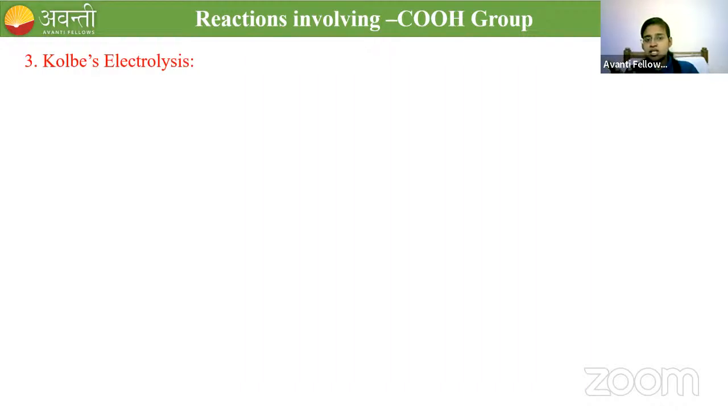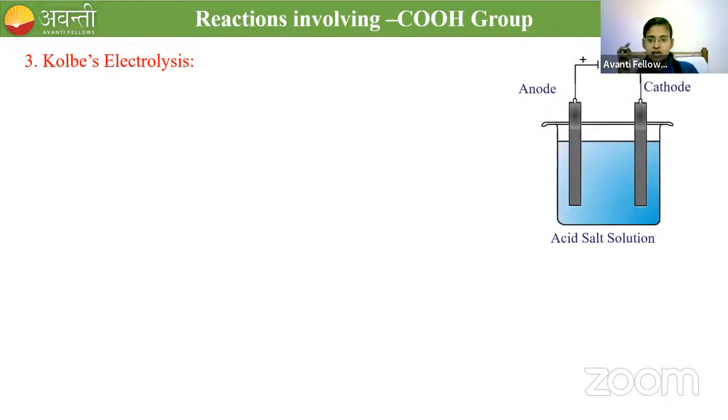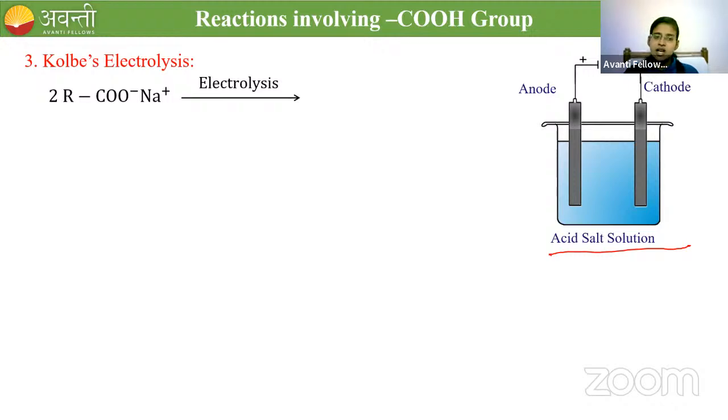Then the third is Kolbe's electrolysis. You all know what electrolysis is. We have a beaker with an anode and cathode dipped inside, and there will be a salt solution. All these things are connected to an electric circuit setup, and if we switch it on, the reaction will happen. Anions will move towards the anode, cations will move towards the cathode, and this process is called electrolysis. Now here, the salt solution is the carboxylic acid salt solution, RCOO minus Na plus.